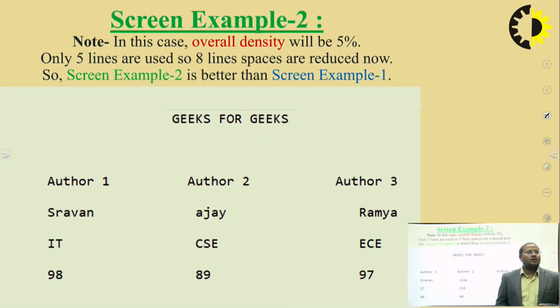Now screen example 2. Here the same information is represented, but only 5 lines are used. First line, second line, third line, fourth line and fifth line. So in this case overall density will be 5%. Only 5 lines are used to show 8 lines, so space is reduced now. So screen example 2 is better than screen example 1 because density is reduced here.